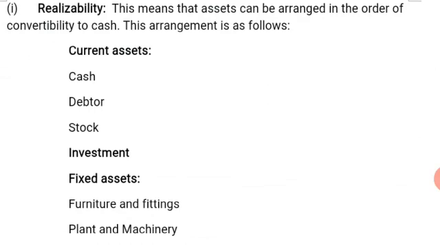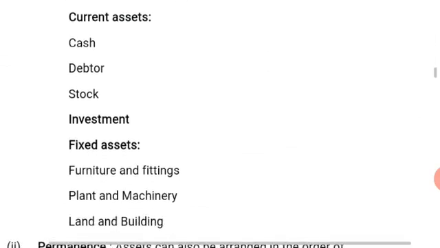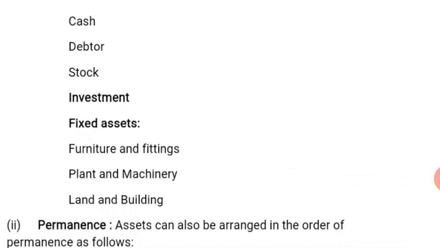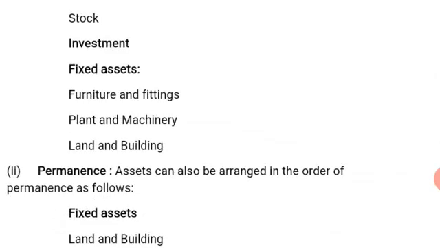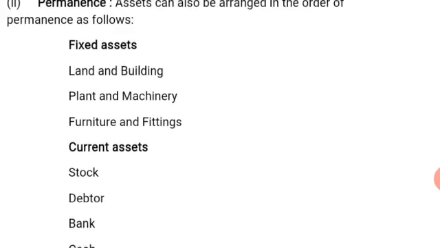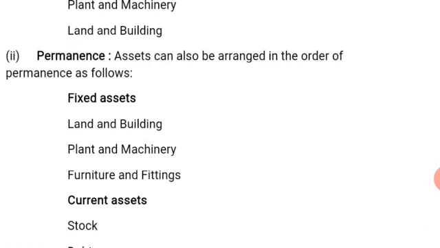So for realizability, the arrangement is as follows. You start with the current assets, and you start with cash, debtors, stock, followed by investment. Then you move to the fixed assets, from the furniture and fittings to plant and machinery to land and building. Moving on from that, we have another way of grouping our assets, which is permanence. That is, in their permanent order.